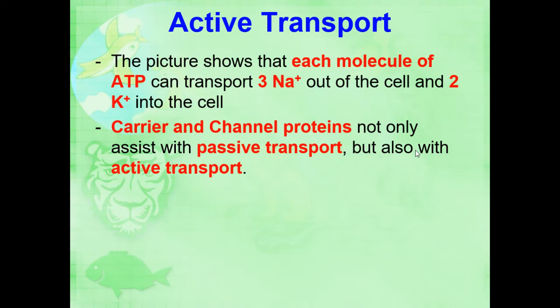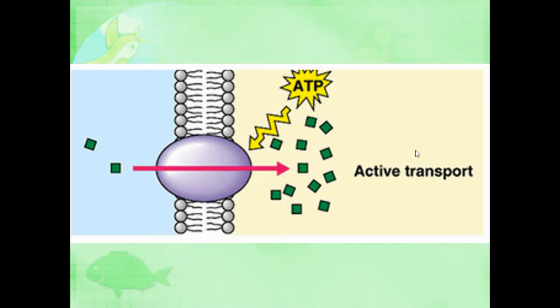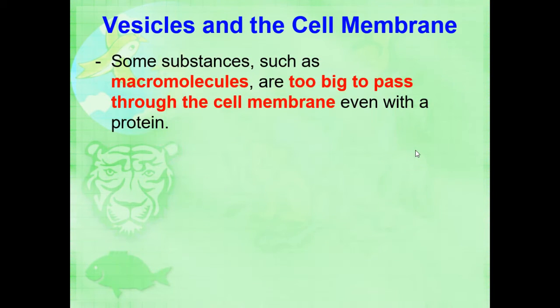Now, carrier and channel proteins not only assist with passive transport, but they also help with active transport as well. These proteins are sometimes called cell membrane pumps because they move substances from a lower to a higher concentration. So here we are, we're moving these little green particles from a low concentration to a high concentration. Here's an example of moving the potassium. Normally there's less potassium outside of your cell, but your cell likes to have potassium inside of it. So there is a higher concentration in your cell, and it's going to be adding more to it. Your cell is going to use something called a vesicle within your cell membrane.